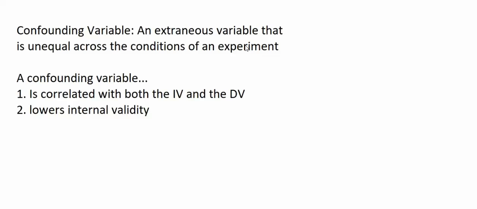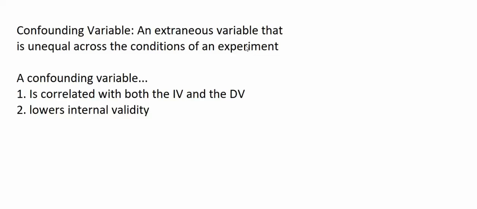And based on what I've told you in the last video, you're probably already thinking that a confounding variable is something that you don't want in your experiment. It's something that a researcher doesn't want to end up having. It's something the researcher wants to avoid. And if that's what you're thinking, you're correct. A researcher wants to avoid having any confounding variables in an experiment.